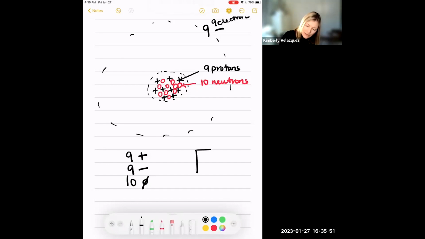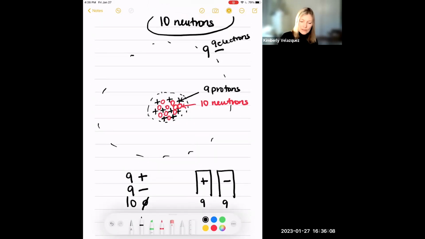If the positives equal the negatives, this is balanced, that's neutral, there's no net electrical charge. Those electrons and those protons are opposite charge, negative and positive. So they're attracted to each other. And that's what's holding that atom together.